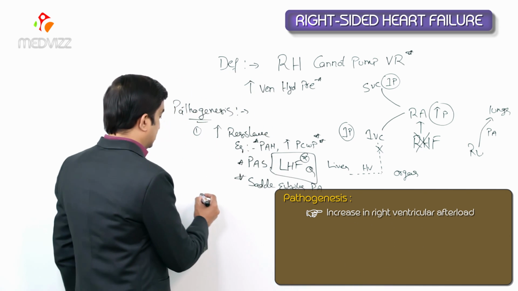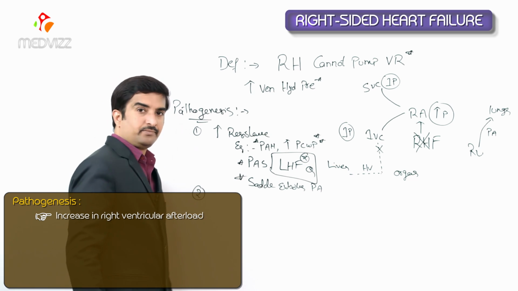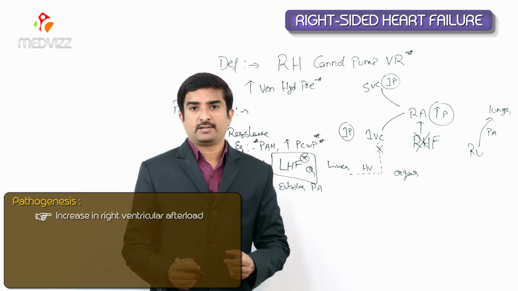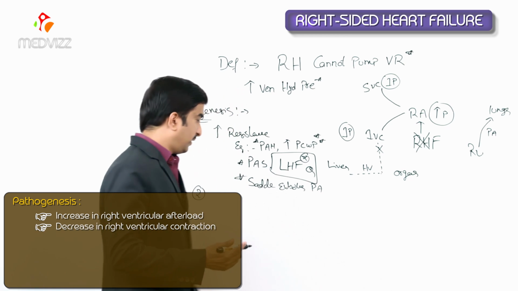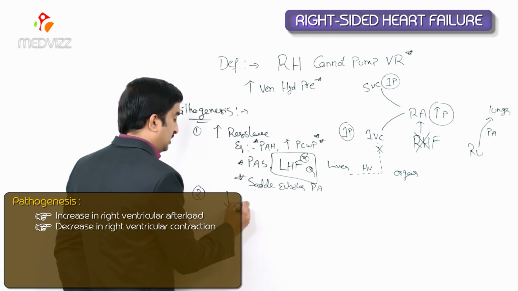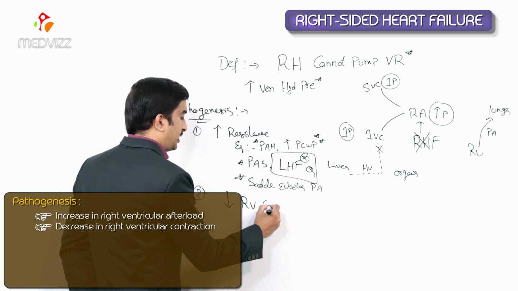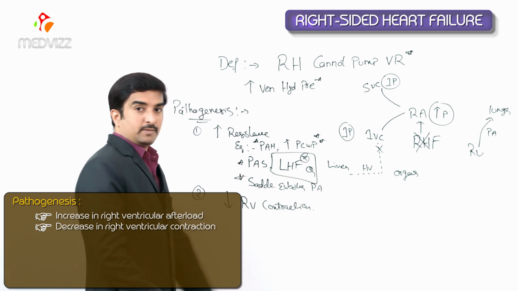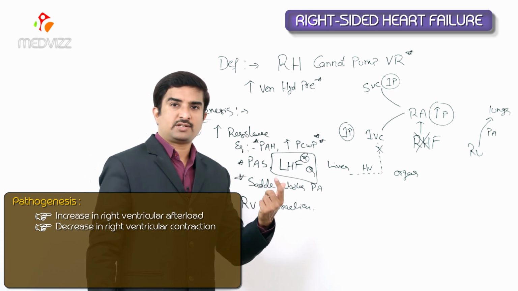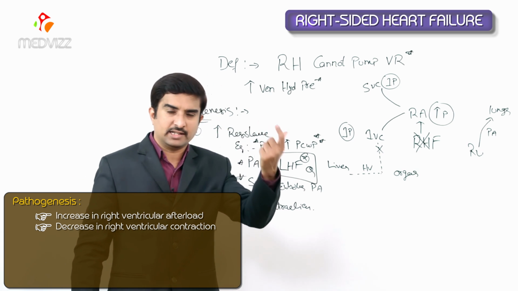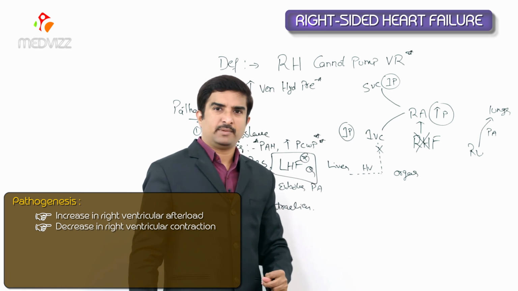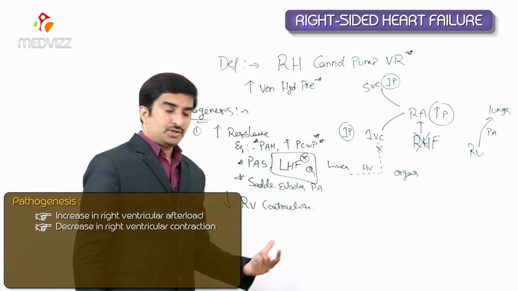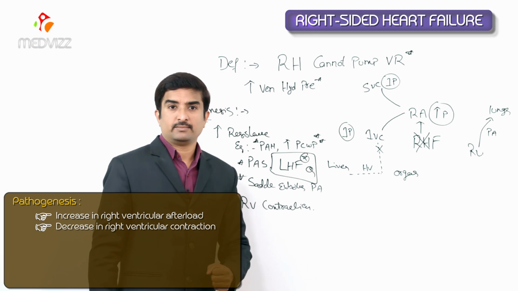And what about the second mechanism over here? The second mechanism explains that there will be a decrease in the right ventricular contraction. First mechanism is due to increased resistance for the outflow of the blood from the right ventricle into the lungs by means of pulmonary artery. All these are the examples. And the second mechanism may be due to decreased right ventricular contraction.